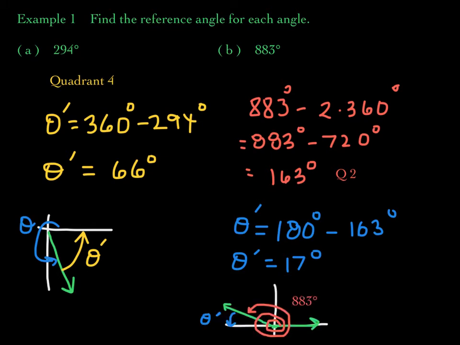Once again, here's a diagram just in case you would prefer to see a picture. So 883 degrees is the angle that they gave us, right? Which is also coterminal with 163 degrees. And the reference angle we found, theta prime, is 17 degrees.